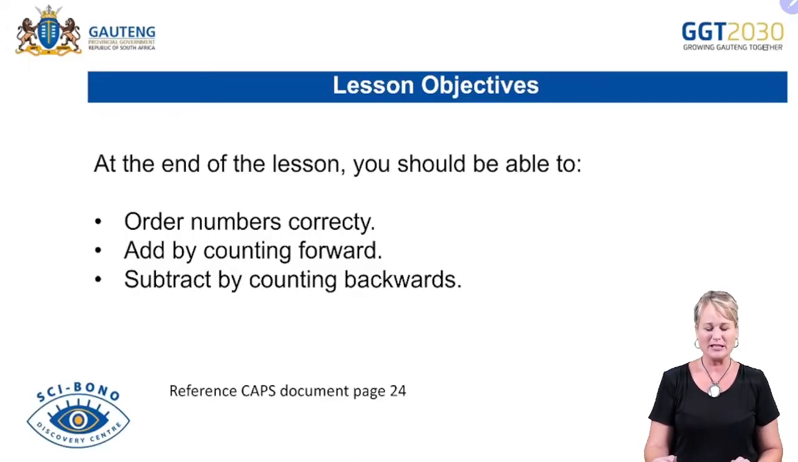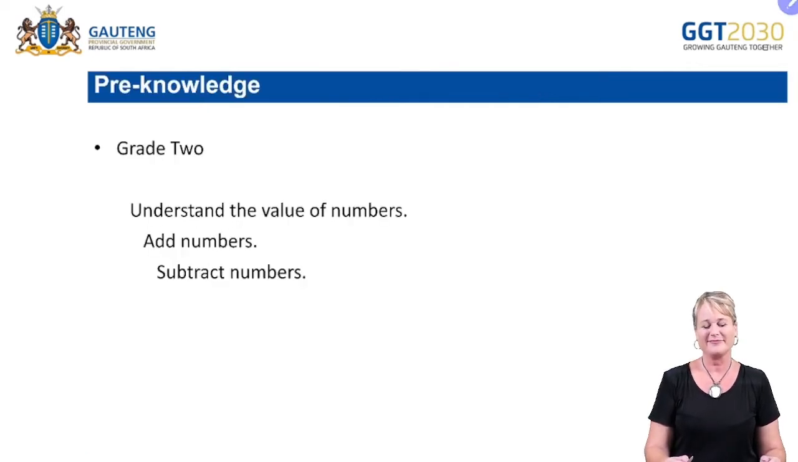Our lesson objectives. At the end of the lesson, you should be able to order numbers correctly, add by counting forwards, and subtract by counting backwards. Our pre-knowledge is grade 2. Understand the value of numbers, add numbers, and subtract numbers.